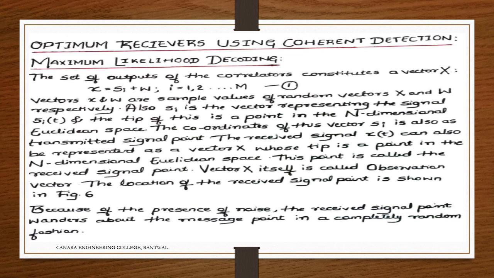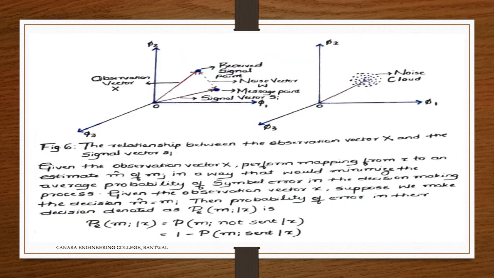So this is how we are taking up a signal and making it into an observation vector, and we are going to locate it. We are also checking for the presence of this noise and how it is affecting the received signal point. So that is what we are trying to check. This is the graph, just to justify the relationship between the observation vector and the signal vector. So this is where we received the signal, and due to the presence of this noise, this is where the message point is present.